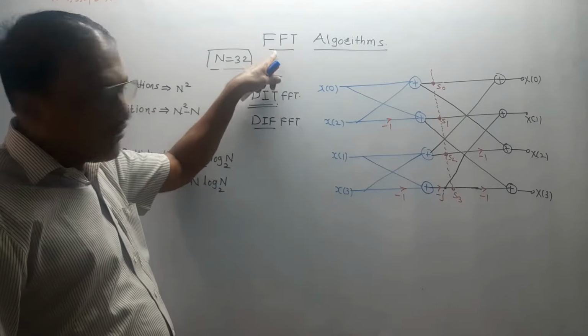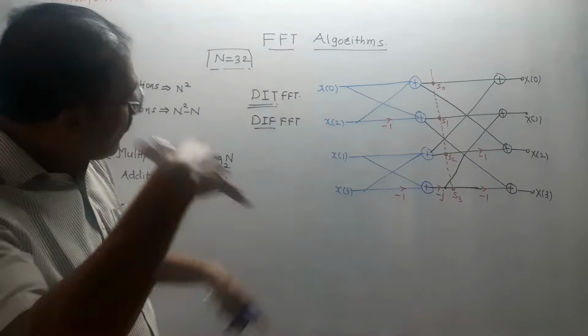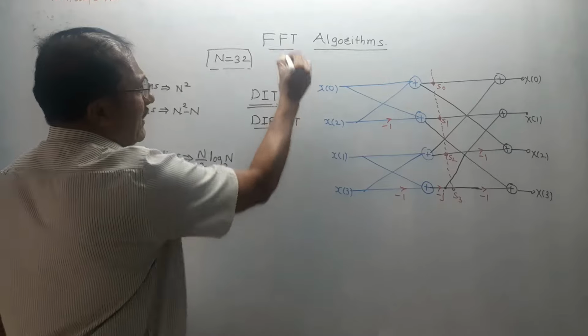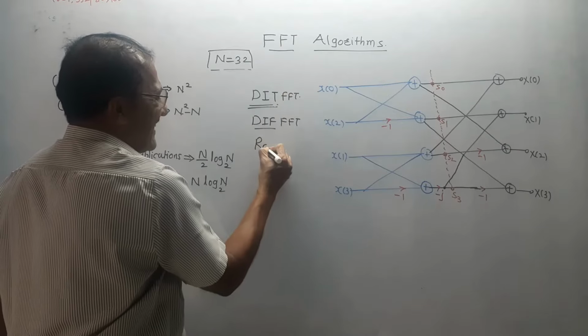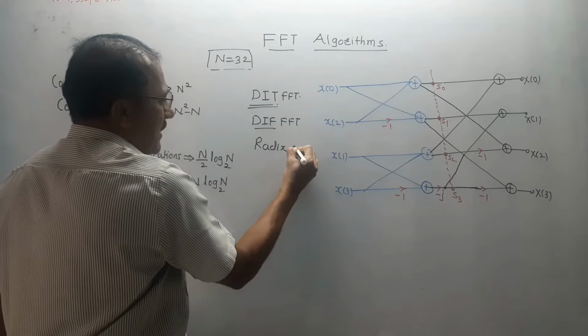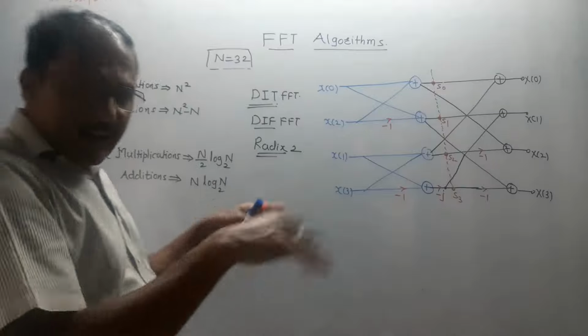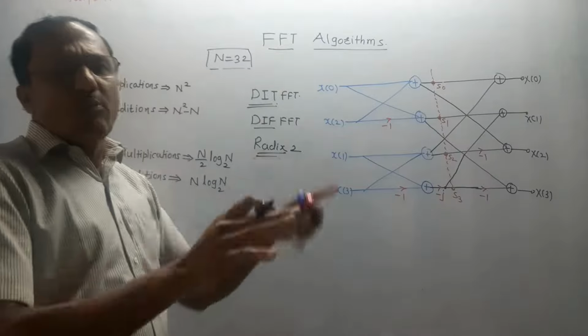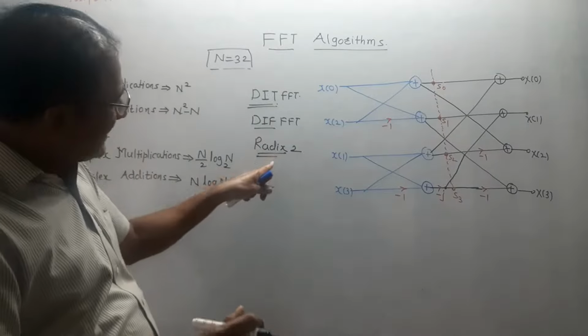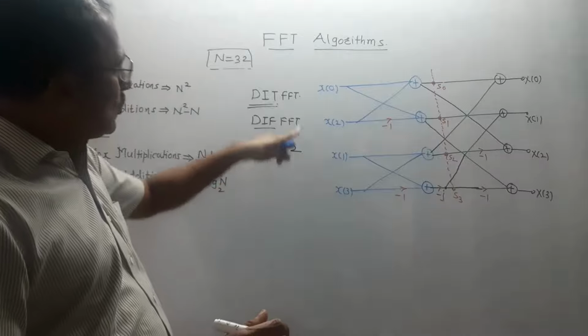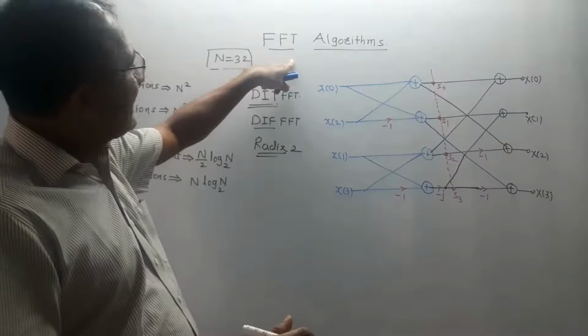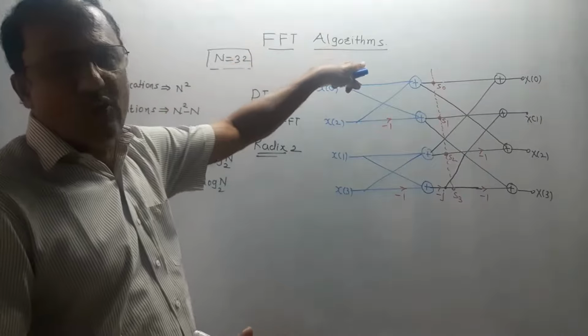FFT stands for Fast Fourier Transformation. One more term that is applicable for FFT algorithms is radix 2. The meaning of the word radix is the base of the algorithm. This is related to binary, so the base of the algorithm is 2, so it is called a radix 2 algorithm. So it can also be said that it is a radix 2 FFT algorithm.